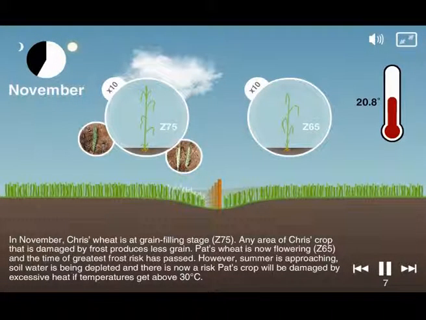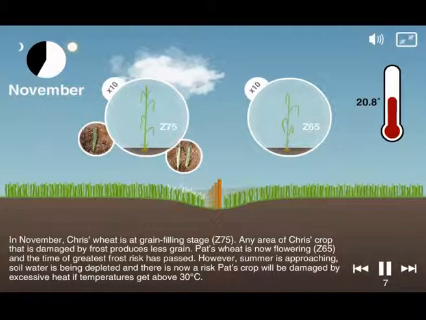In November, Chris's wheat is at grain filling stage with a Z75. Any area of Chris's crop that is damaged by frost produces less grain. Pat's wheat is now flowering with a Z65 and the time of greatest frost risk has passed.